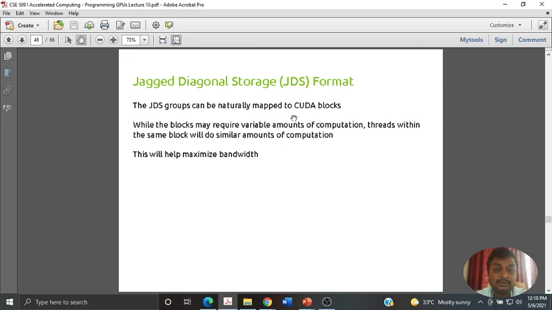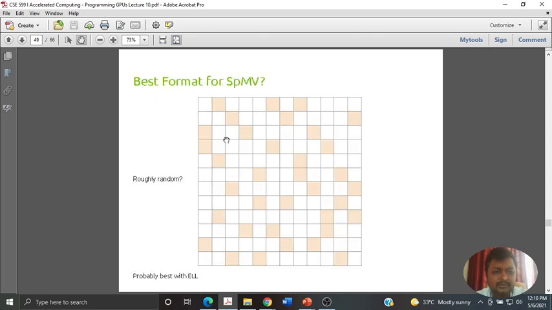JDS can be naturally mapped to CUDA. So whatever we are stating right now is only with respect to the memory perspective, but whenever you want to rearrange, pad zeros and other things, there is some kind of computational overhead associated with storage. So that has to be debated. And as we have stated, which is best when, so roughly you should be aware of the kind of data you are dealing with.